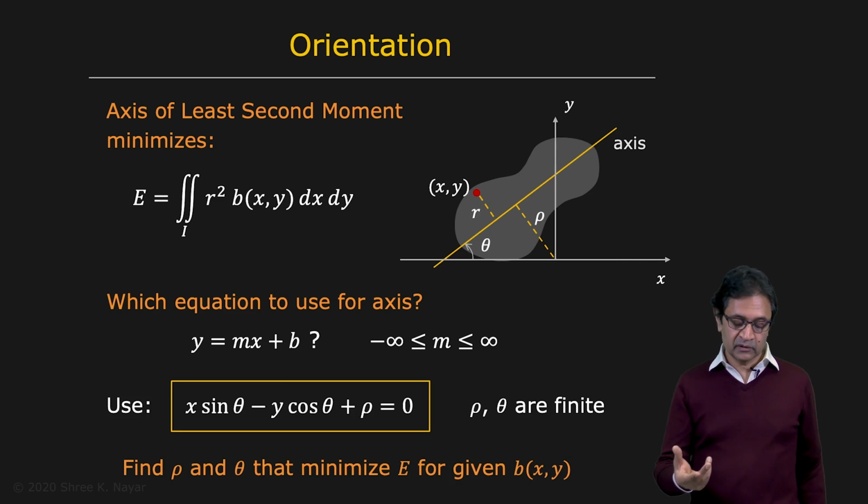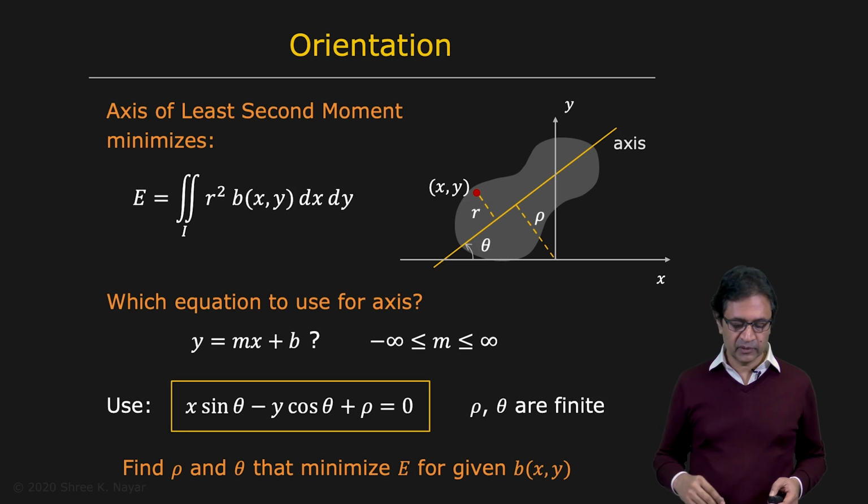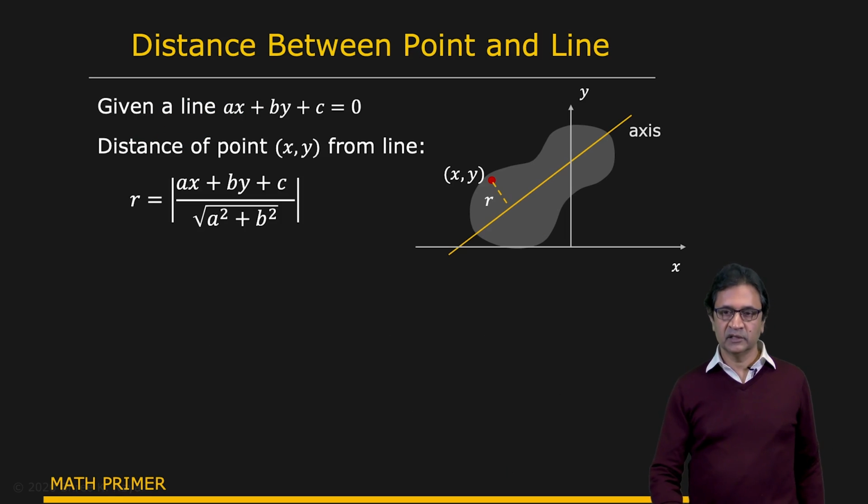So our goal here is to find rho and theta that minimize E, which is the second moment, for any given binary image. We're assuming, of course, that there's only one object in the binary image. So let's take a look at r, this distance right here. This is a math primer. It's just a general concept here.